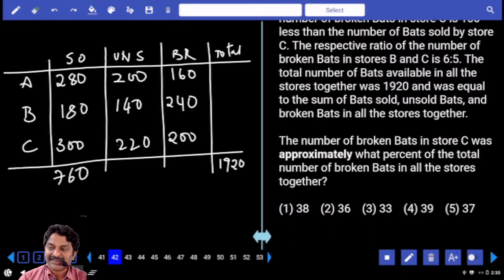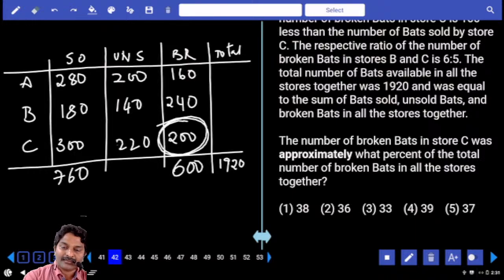Number of broken bats in store C was approximately what percent of total number of broken bats in all three stores together? Broken bats in all three stores together, which is 600. In C, how many we have? Broken bats 200. 200 as a percentage with respect to 600, right? Which in fractional form is 1/3. 1/3 as a percentage is 33 1/3%. Third option.